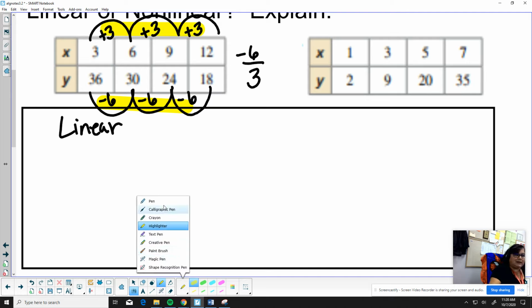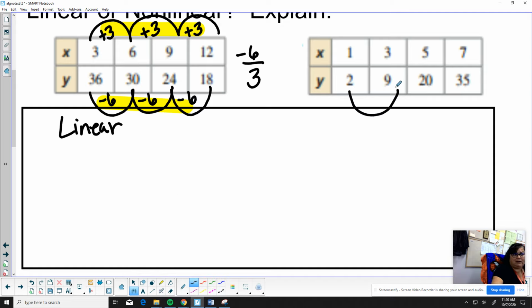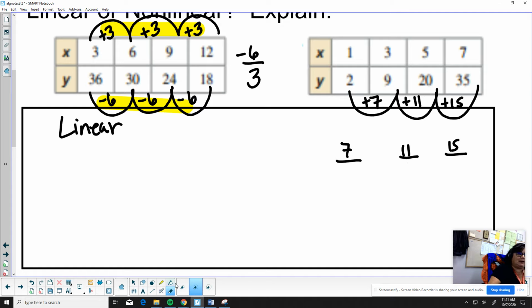So now let's look at the second one. From here to here, I can take my calculator and do 9 minus 2, and that's 7. Since the number went up, it's positive. From here to here, I can do 20 minus 9, which is 11. And the number went up, so it's positive. And 20 to 35, I can do 35 minus 20, which is 15. And it went up, so it's positive. So right now I've got 7 over something, 11 over something, and 15 over something. I don't know what the something is yet, so I have to go up and do the x first.